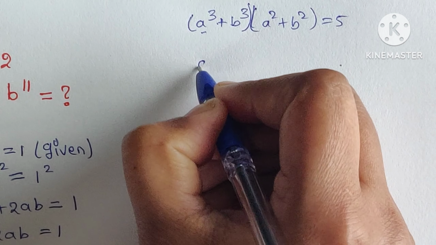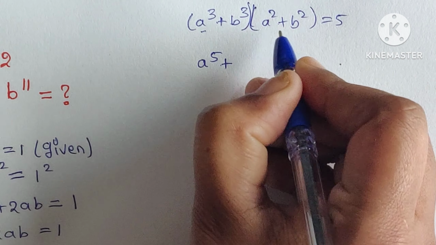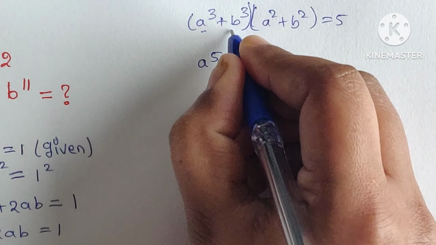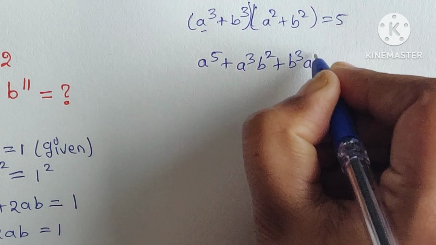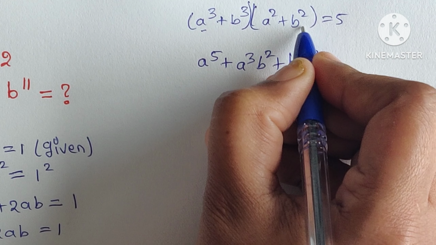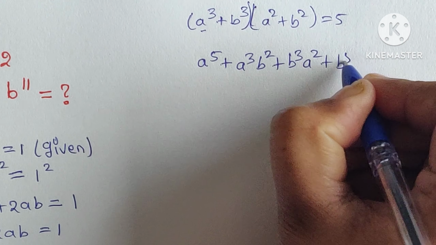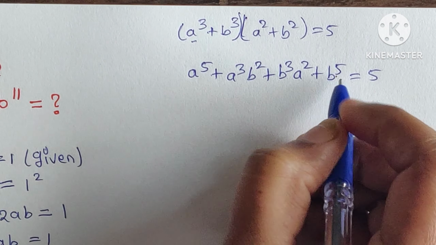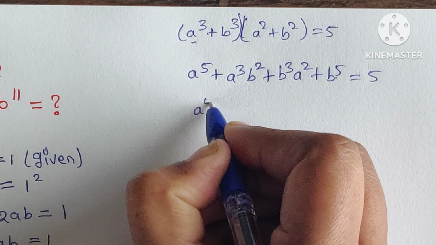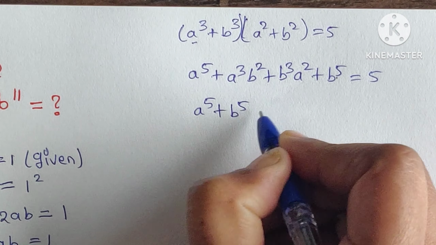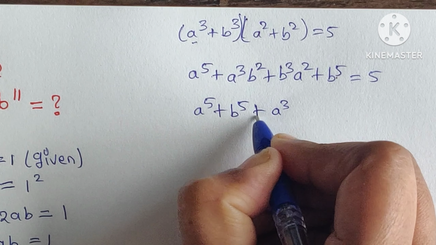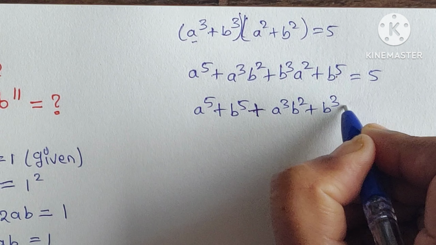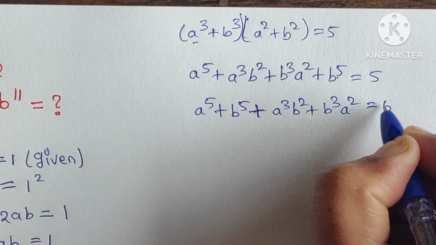So a cube times a square is a power 5. So a cube times b square, plus b cube times a square, plus b cube times b square is b power 5, equal to 5. So write these terms: a power 5 plus b power 5 plus a cube b square plus b cube a square equal to 5.